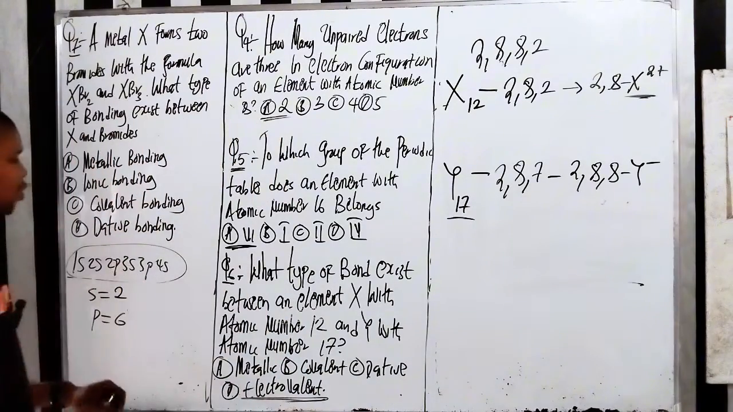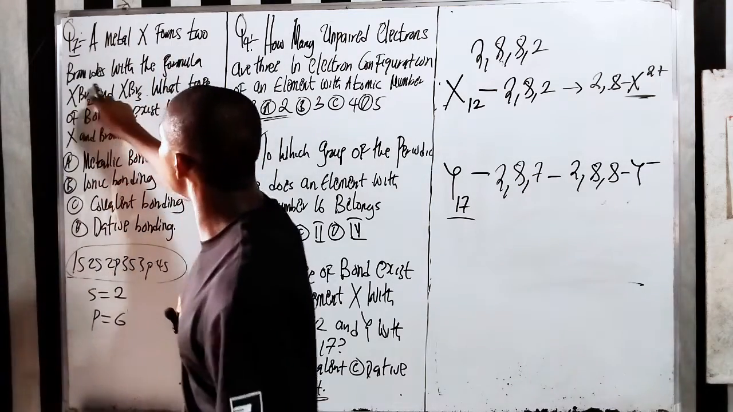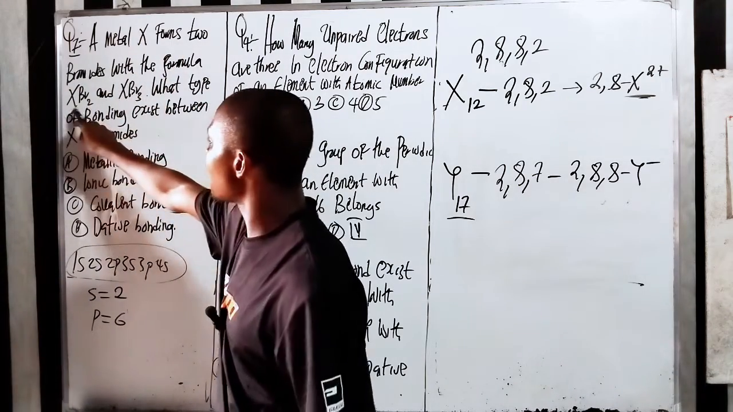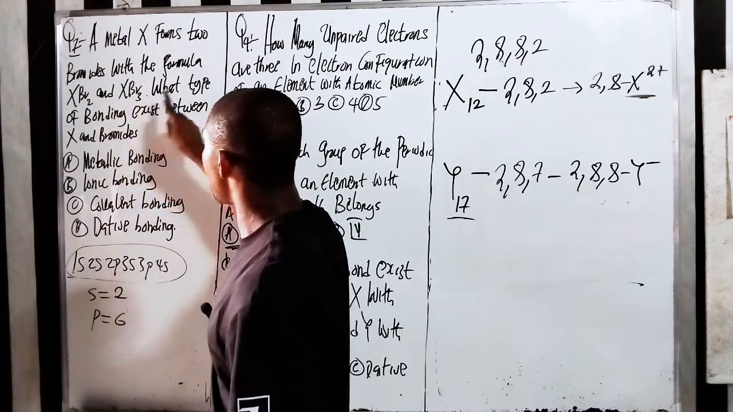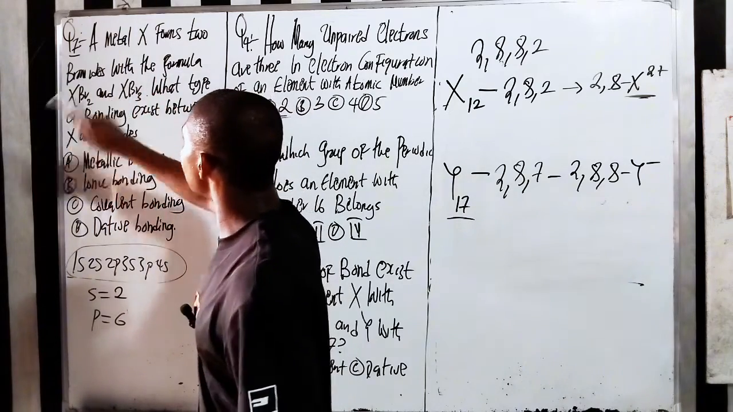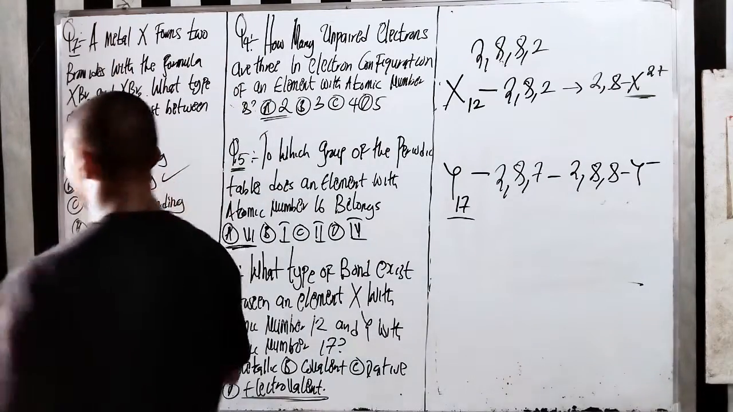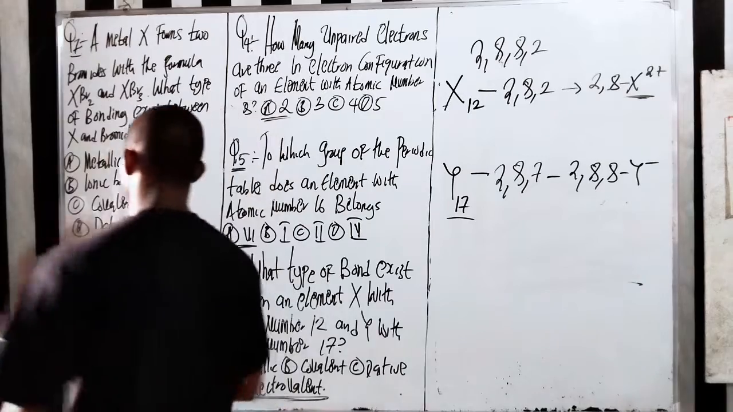So let's look at the last question in this class here. A metal X forms two bromides with the formulas XBr2 and XBr3. What type of bond is it between X and Br? They already say a metal. Once you hear the word metal, it is ionic bonding. There's no point wasting your time here. You get that? It is ionic bonding.